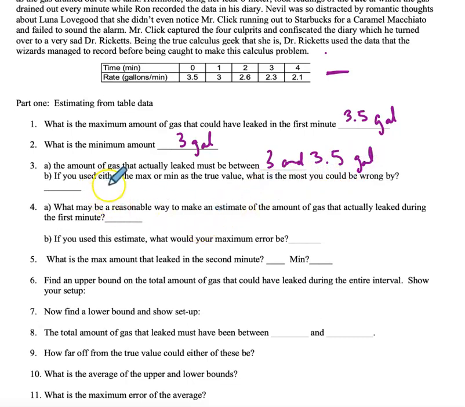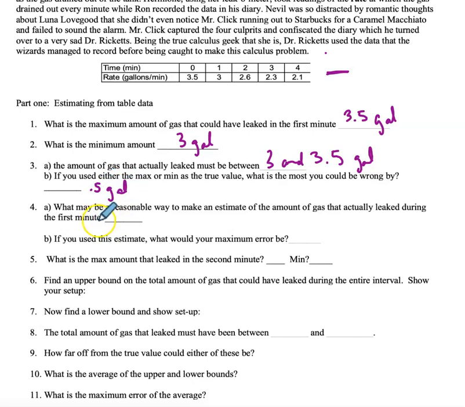If you had used either the max of 3.5 gallons or the min of 3 gallons, what is the most you could be wrong by? Well, if you chose 3.5 and the answer was 3, you could be wrong by half a gallon. Same as if you chose 3 and the answer was really 3.5. So the maximum error is 0.5 gallons.